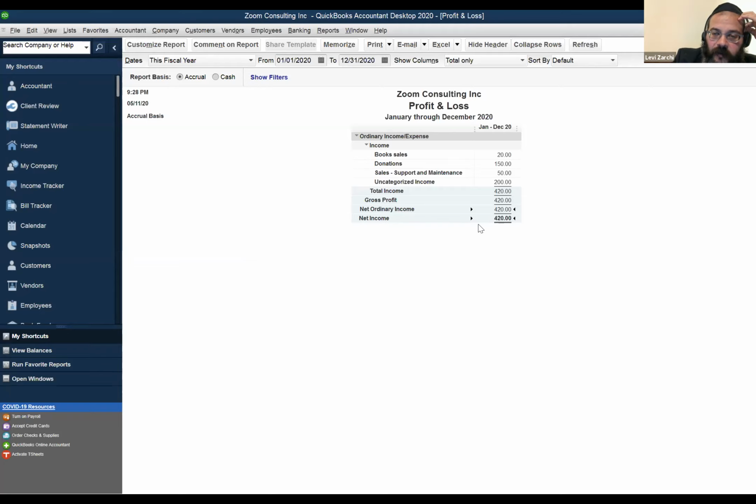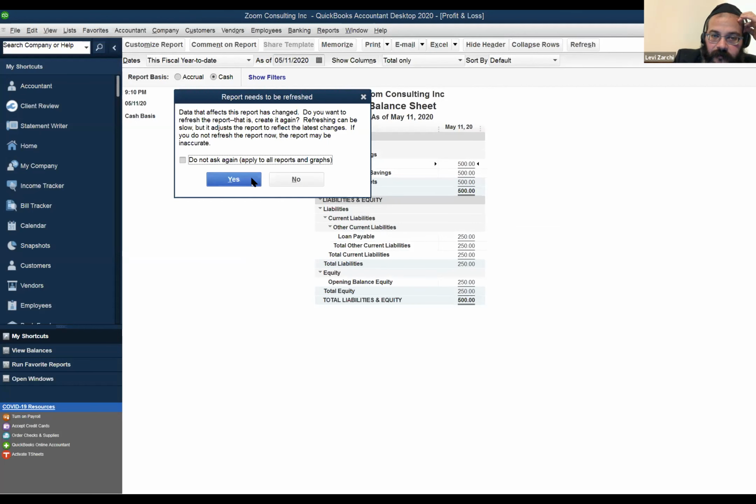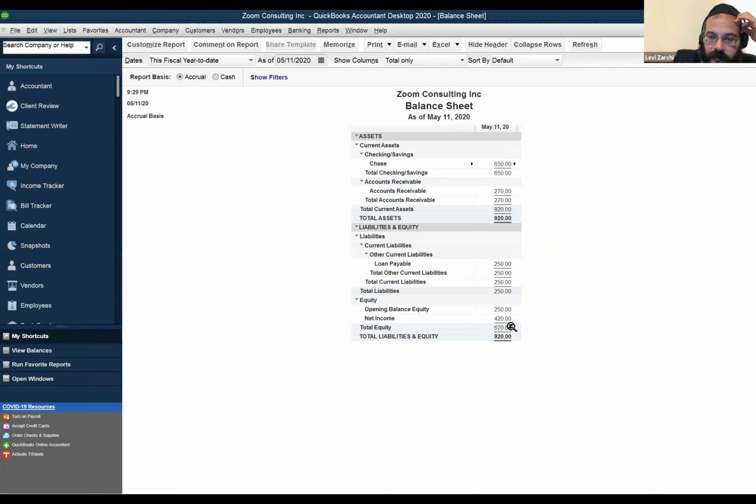What happens to this 420? Where does it go? Net income gets added to owner's equity. So owner's equity is permanent and it grows with the previous year's net income. So I'm going now to the balance sheet, and you shall see on an accrual basis what happened this year. Actually, I should go to accrual basis, that's what I told you I'm going to do. You see the net income on the bottom. This is where your profit shows up.